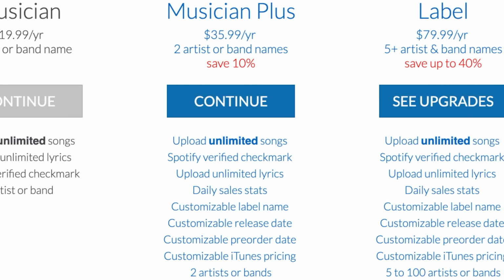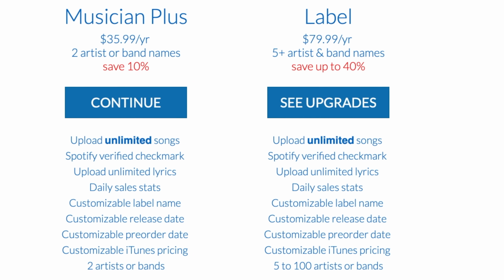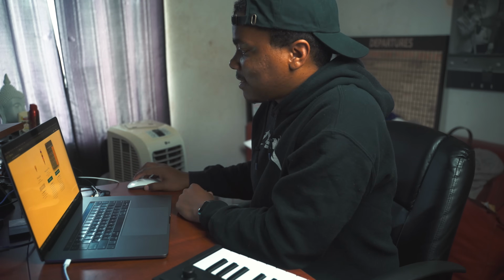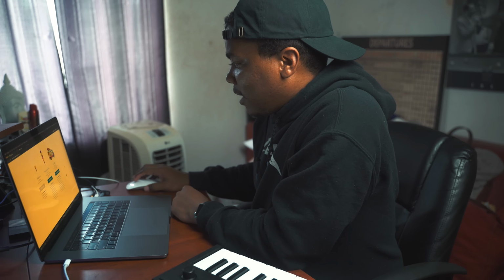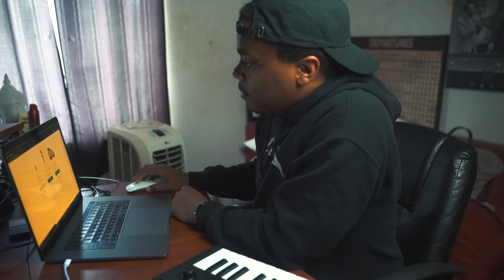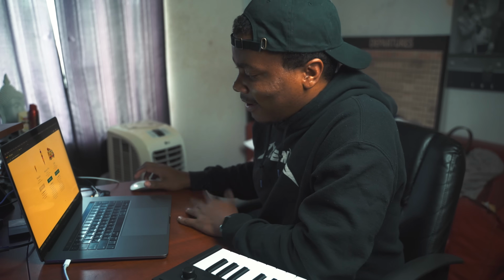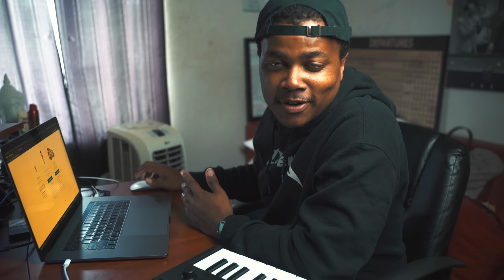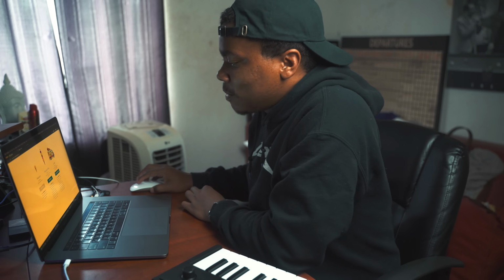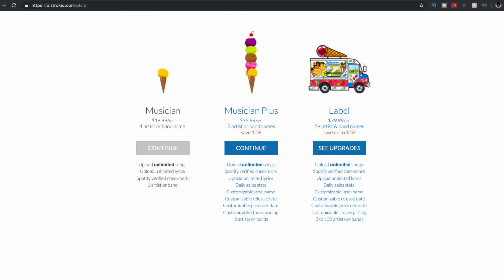And then you have, of course, the label plan, which is $80 a year. Still not bad because that is per year. If you split that up into a month, that's $6 a month you're paying to get all of these features, which is everything that the Musician Plus gets, but you get to add up to 100 artists or bands. I'm definitely not going to be using this because it's just me by myself. So I think most people will fall into the range of these first two right here.